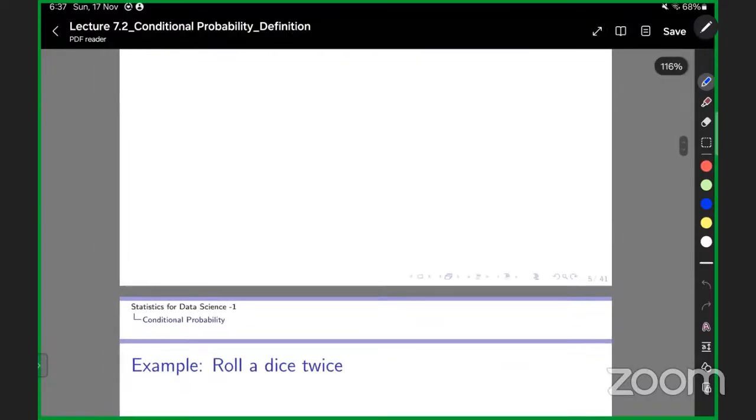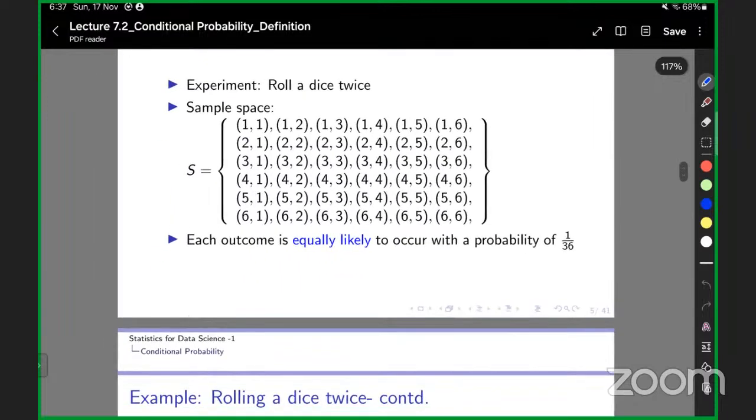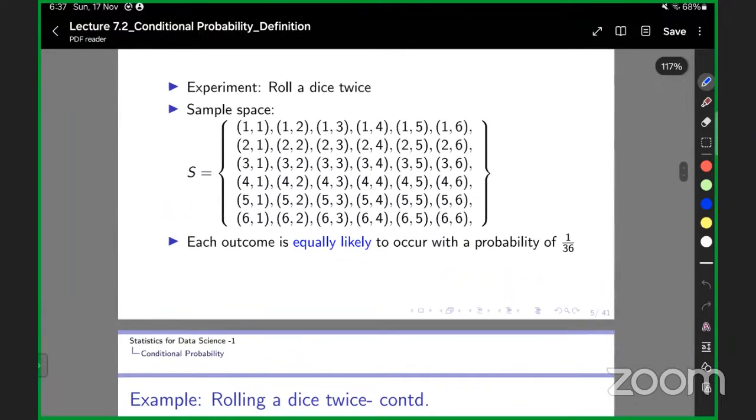Okay, let's take the example. Let's say we have this dice which we are going to roll twice.